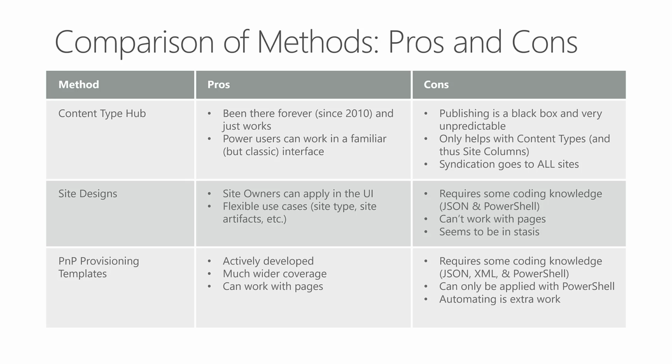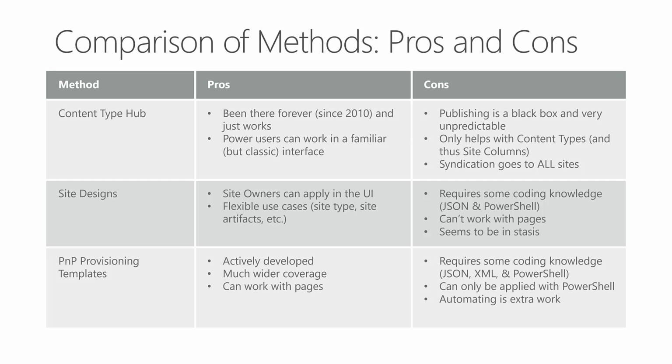So the content type hub, as I mentioned earlier, has been around since SharePoint 2010. It's been there forever. It just works. The people who use it may argue with that, but in actuality, the way it works is we build our site columns, we build our content types in the content type hub, and then we publish that content type.